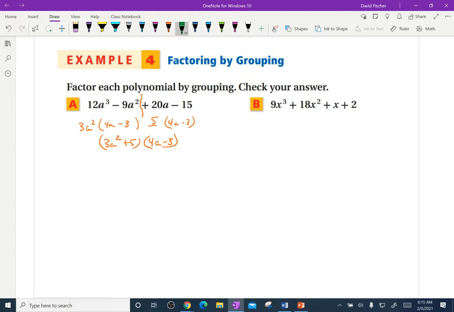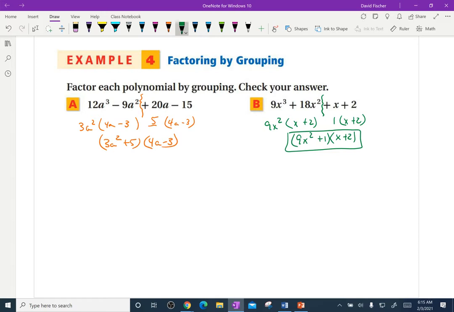Now over here again, we're going to look and see if they're in order. They are. So we're going to draw a line down here. We're going to take out a 9x squared, because I can take an x squared out. And what's left is we have an x plus 2. So now I'm going to put an x plus 2 automatically over here. And what times x plus 2 gives me an x plus 2? A 1. So really my two binomials are 9x squared plus 1 and x plus 2.